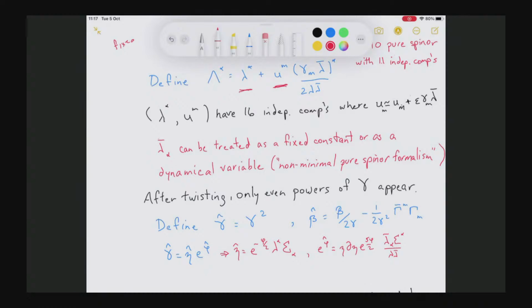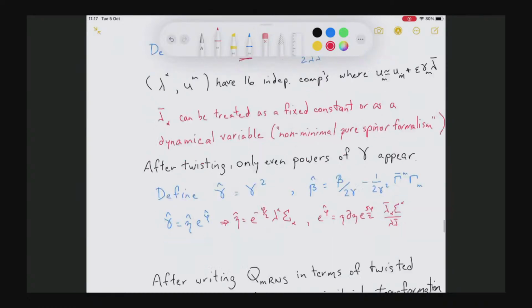And what you find is that there's a nice relation between the hatted eta and the RNS variables. What you find is that eta hat, the fermionic variable that comes from fermionizing gamma hat, is just equal to lambda alpha, the pure spinor, times what we were calling Q alpha, more precisely the BRST current, the space-time supersymmetry current, which was e to the minus phi over 2 sigma alpha. So there's a simple relation between these hatted variables and the RNS variables.